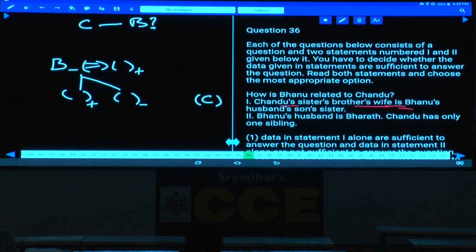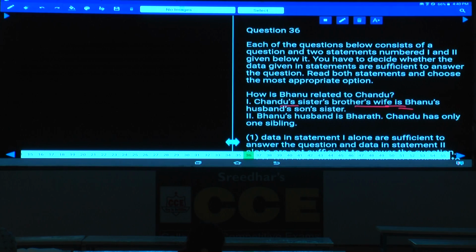Now Chandu's sister is there. Now sister's brother is there, isn't it? Now this brother's wife is this person, isn't it? Then how is Banu related to Chandu here? There is no information about the relation between Chandu and Banu, so one alone is not sufficient.